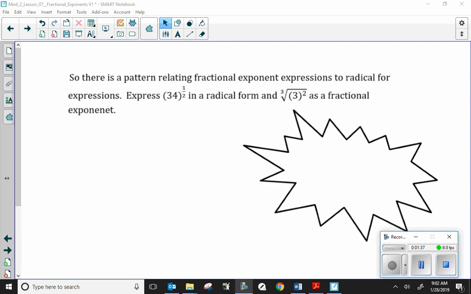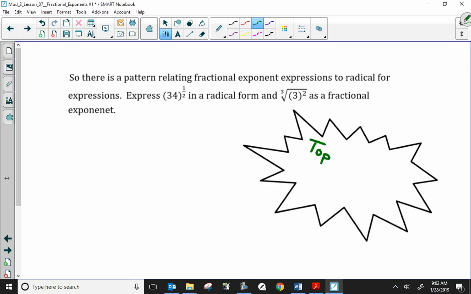Here's a little phrase that I like to tell my kids: Top down, bottom out. Top down, bottom out. What do I mean? Well, let's take a look at a couple of the examples they give us here, and I will show you exactly what I mean. There's a pattern relating fractional exponent expressions to radical expressions.